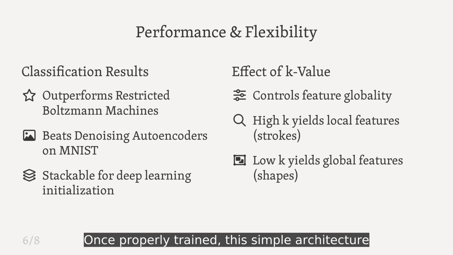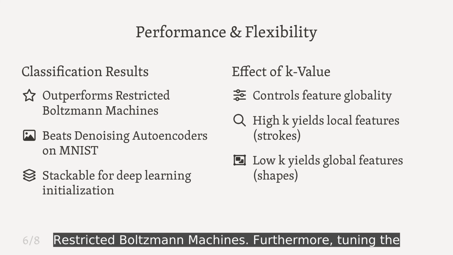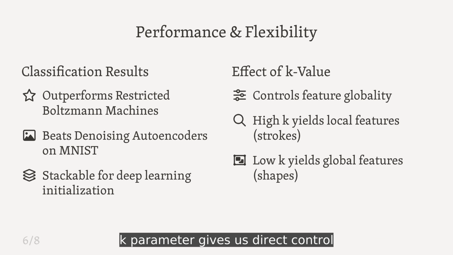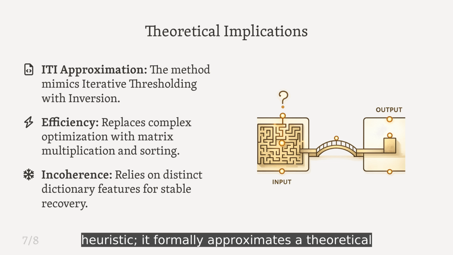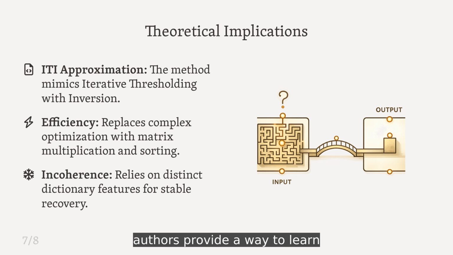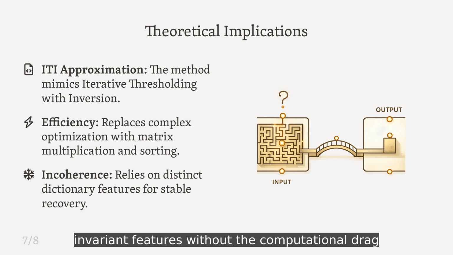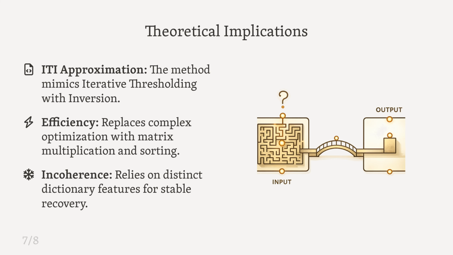Once properly trained, this simple architecture delivers impressive results, achieving lower error rates on standard datasets than complex restricted Boltzmann machines. Furthermore, tuning the k parameter gives us direct control over whether the model learns local details or global shapes. This approach is not just a heuristic, it formally approximates a theoretical framework known as iterative thresholding with inversion. By reducing the complexity to basic matrix operations and sorting, the authors provide a way to learn invariant features without the computational drag of traditional sparse coding.